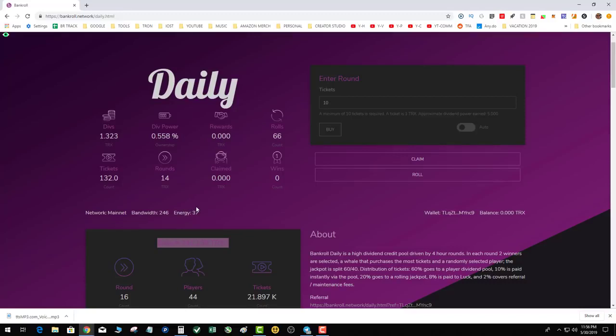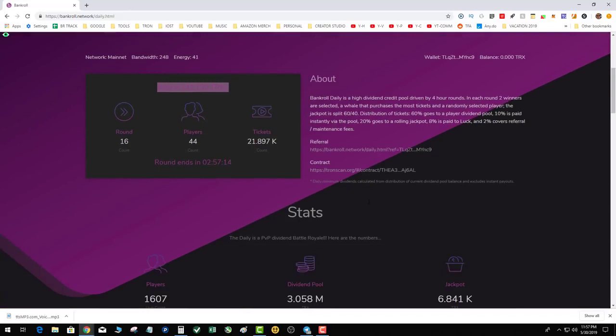So as you can see, the daily is a pretty cool game. There's a lot of different ways to play it. You can play it the FOMO side. You can stack your divs and withdraw at a certain time. You could use a referral system. So there's many different ways to win. But as always on Bankroll Network, you always play to win. So that's about it.